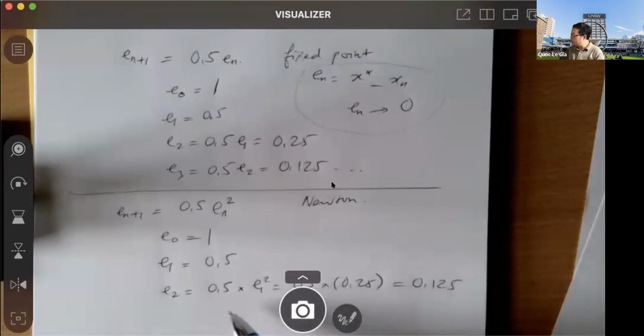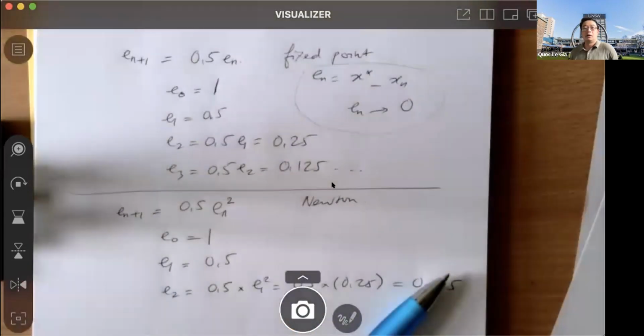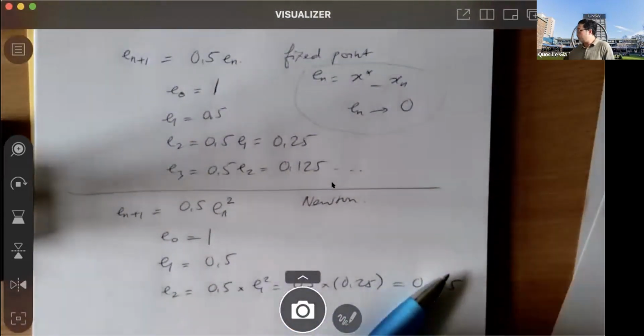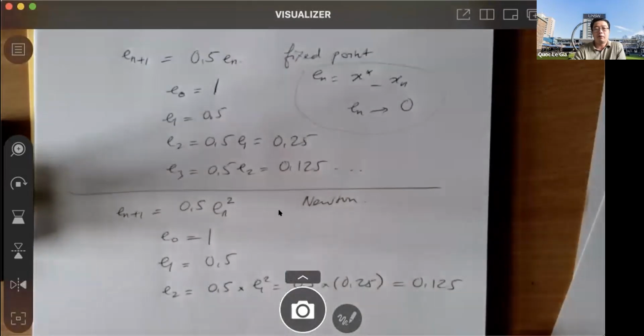And you can see that the further you get, because of the square here, it goes down much faster. So that is the effect of the square. That's why the Newton method is faster; the error is going down to 0 faster than in the fixed point iteration. So now we have to prove why this is the case.